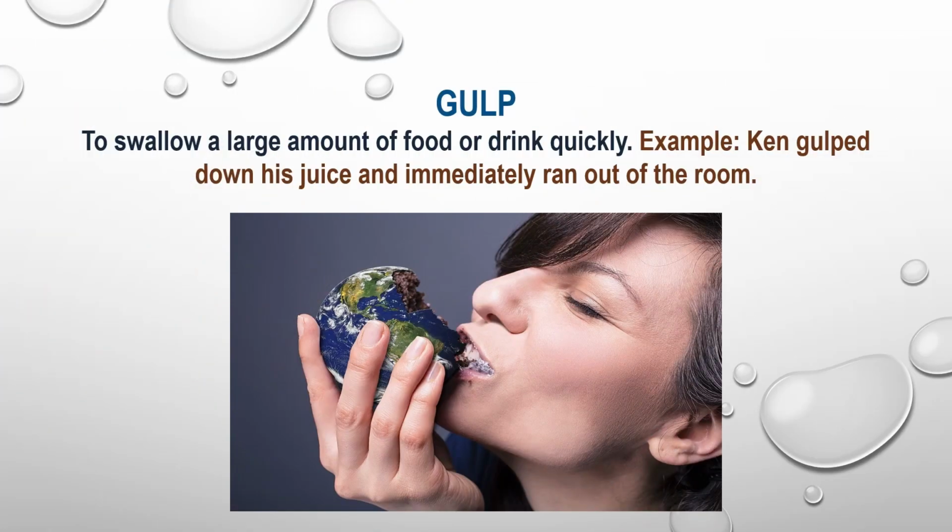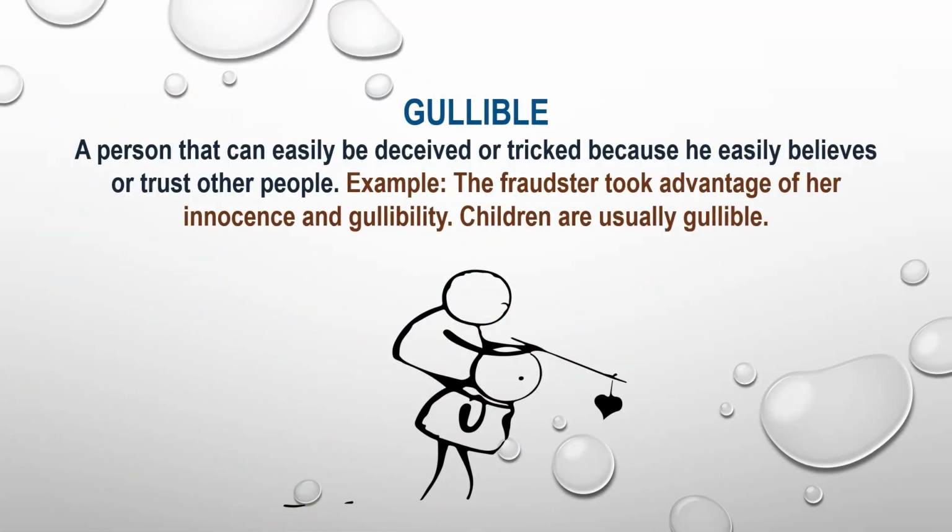Gulp. This means to swallow a large amount of food or drink quickly. Example, Ken gulped down his juice and immediately ran out of the room. Gullible. This means a person that can easily be deceived or tricked because he easily believes or trusts other people. Example, the fraudster took advantage of her innocence and gullibility.